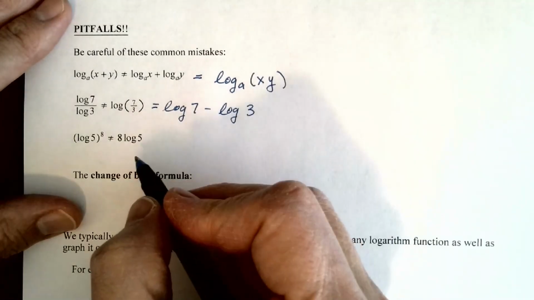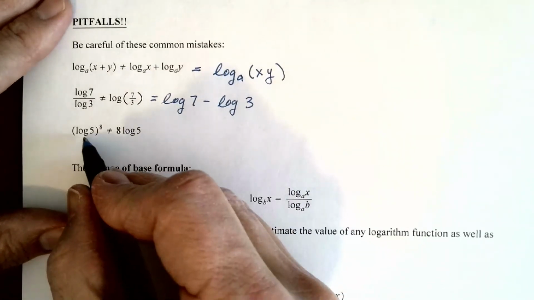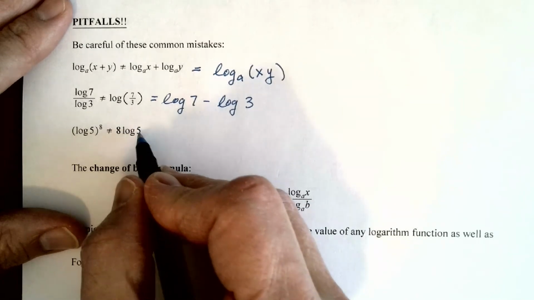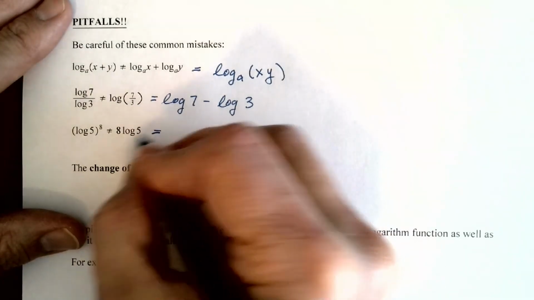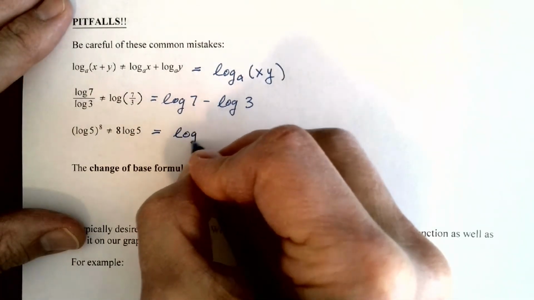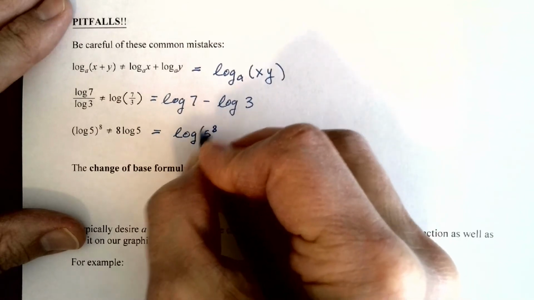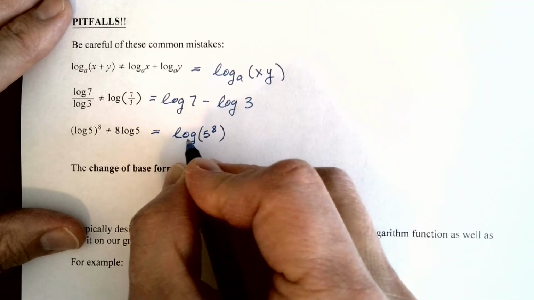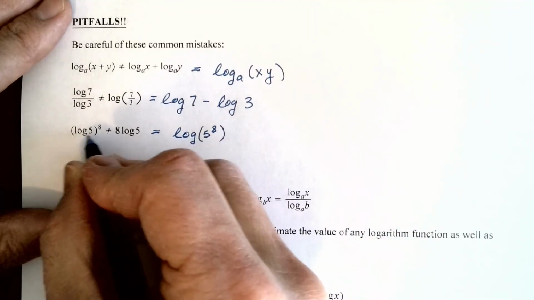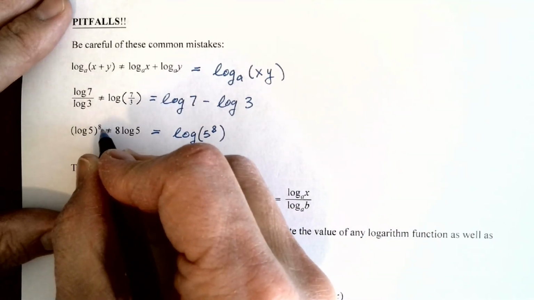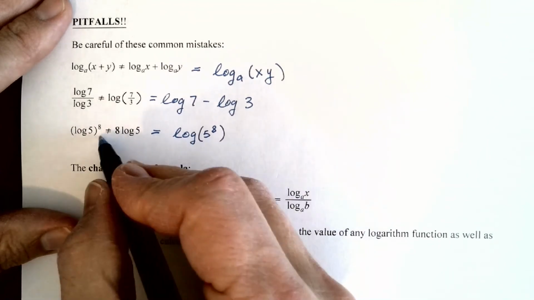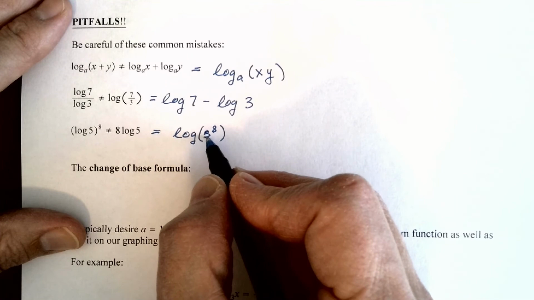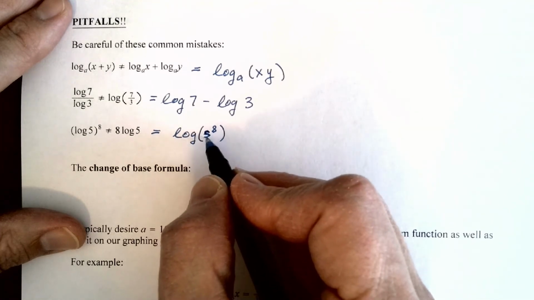Right? And again, be real careful here. Log of 5, that whole thing to the 8th power, is not 8 times log of 5. 8 times log of 5 is the log of 5 to the 8th power. Do you see the difference between these two? Here I take 5 to the 8th power, then take the log of it. Here I'm taking log of 5 and then raising that to the 8th power. So be careful. We can only bring the power down when it's on this thing we're taking the log of.